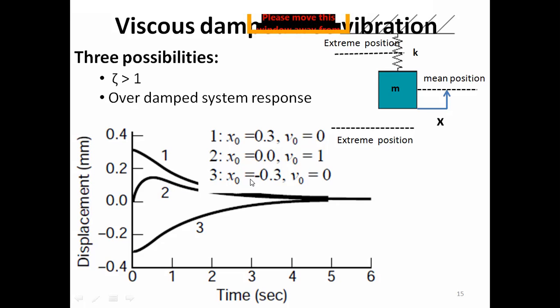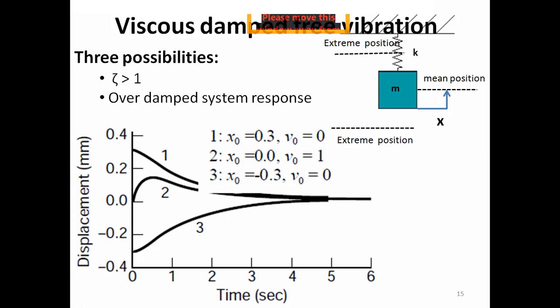Third boundary condition, x naught is minus 0.3 and v naught is 0. X naught is minus, so it means that the mass is at the other extreme position, it is here. And the velocity is 0, so it means that it is at this extreme position. So from here, if we release the mass slowly and gradually, the mass would return back to the equilibrium position. So it is at minus 0.3, and slowly and gradually, if we release the mass, it would reach back to the equilibrium position. So this would happen in case of an overdamped system.